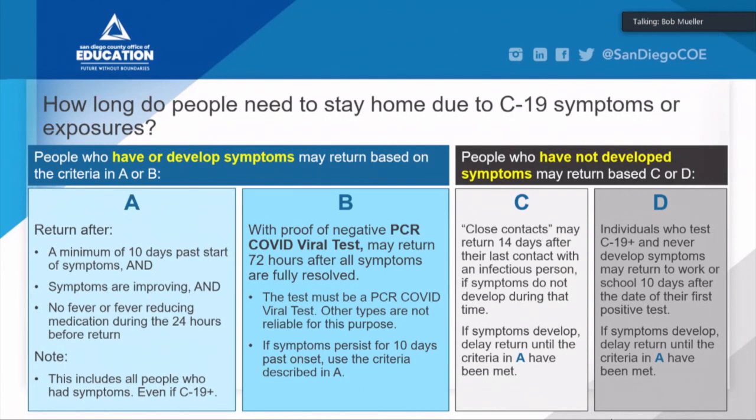However, if they do develop symptoms during that 10-day period, then we're going to use column A for their return as well. They're going to have to wait 10 days past their first date of symptoms. Their symptoms must be improving, and during the 24 hours before they return, they have to be fever-free without the use of fever-reducing medication.